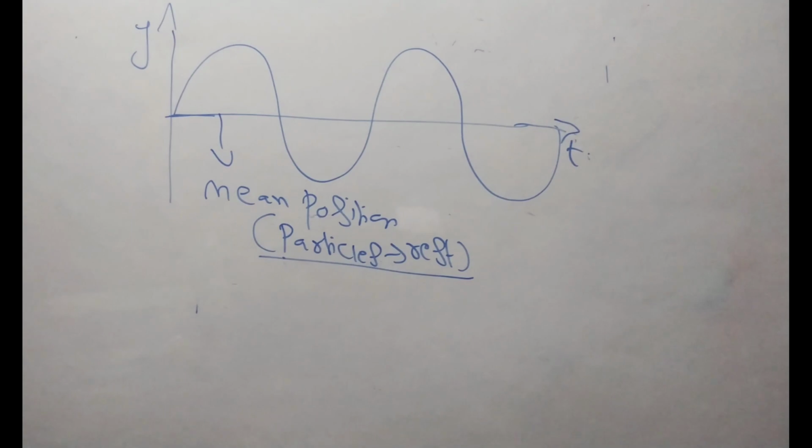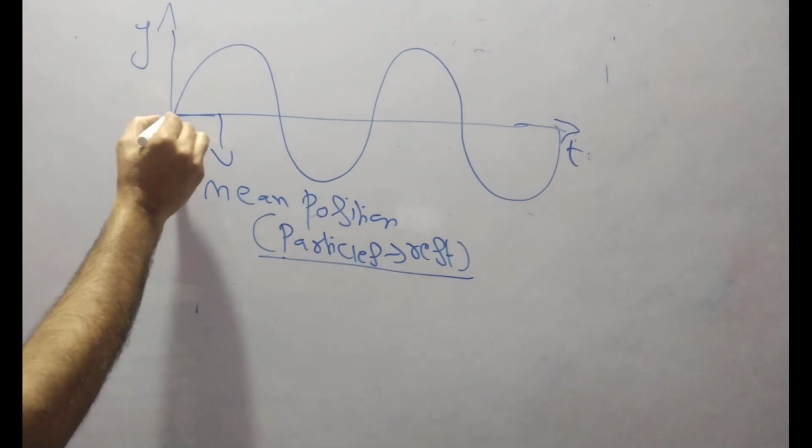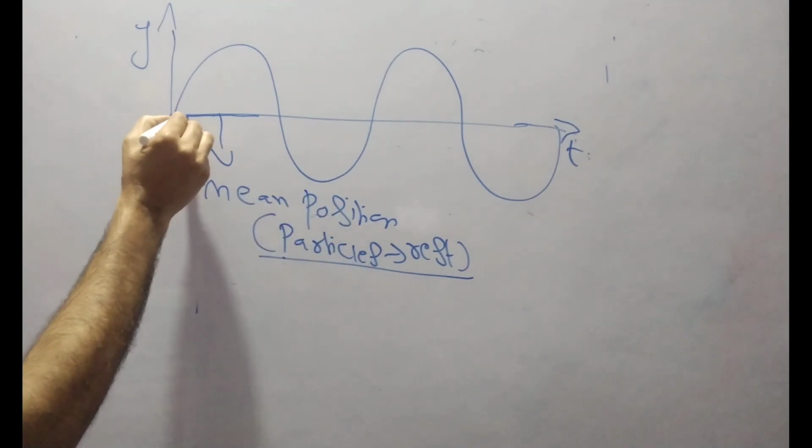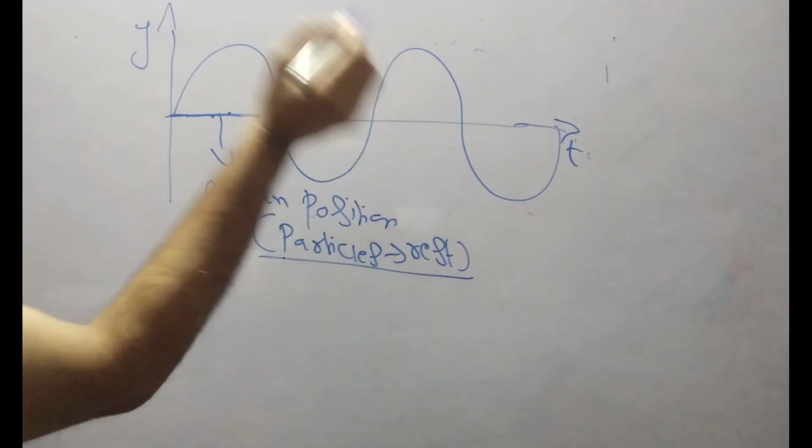It is also called the undisturbed position. You can say one more word: undisturbed. It means the particles are not disturbed, they are at rest position, whatever particles are there.